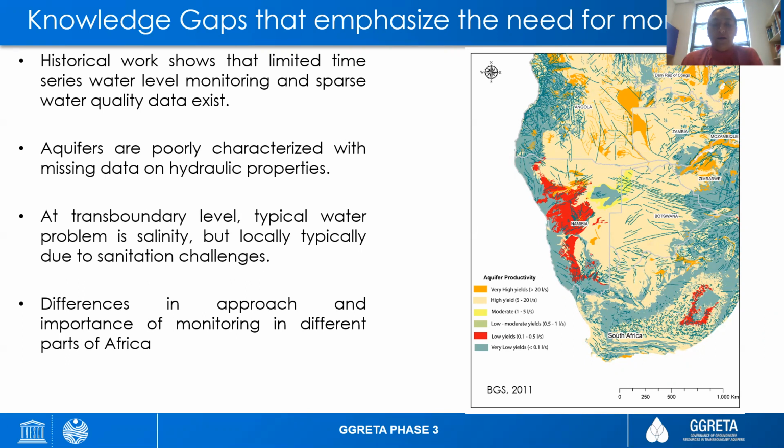Another knowledge gap or cause of a knowledge gap is that different parts of Africa approach monitoring differently. So some parts might have long-term monitoring data, while others don't see the importance of monitoring the resource. This stems mainly from, for example, having large river systems that can sustain demand. So the need for monitoring is possibly not seen in those parts.